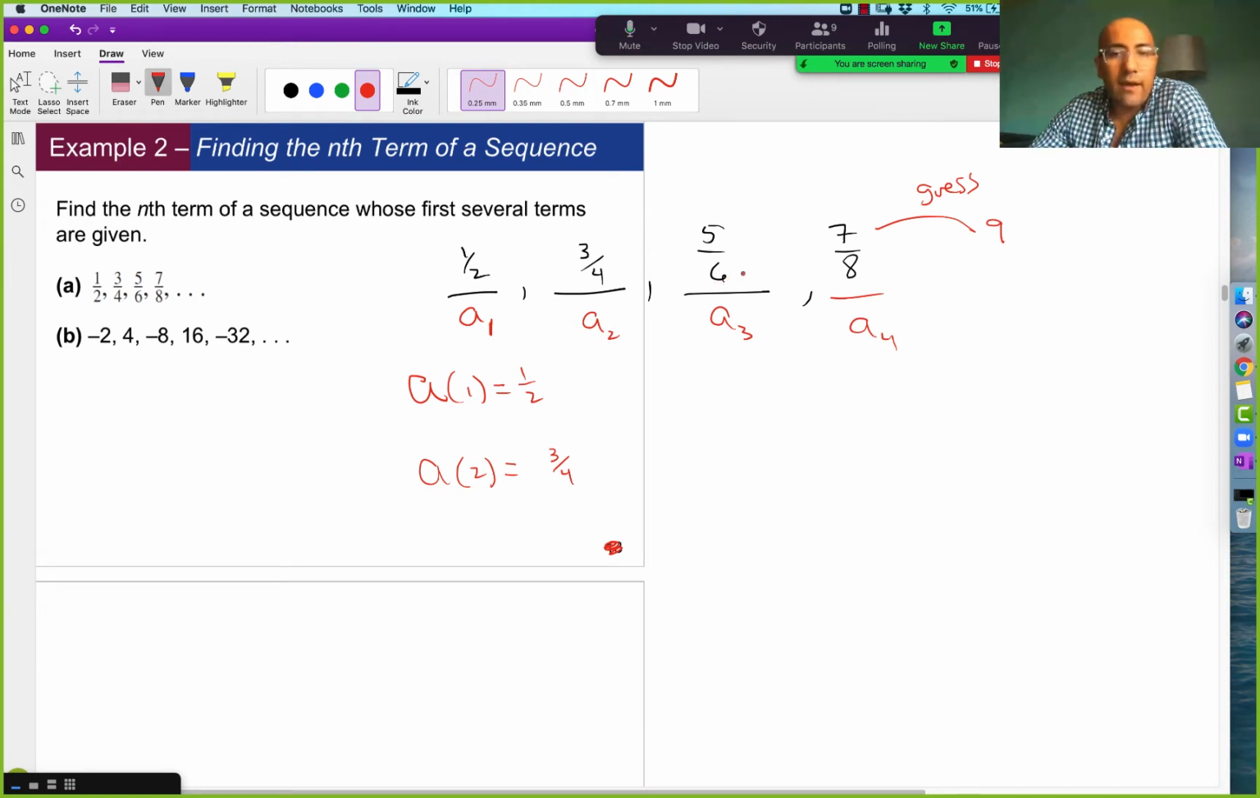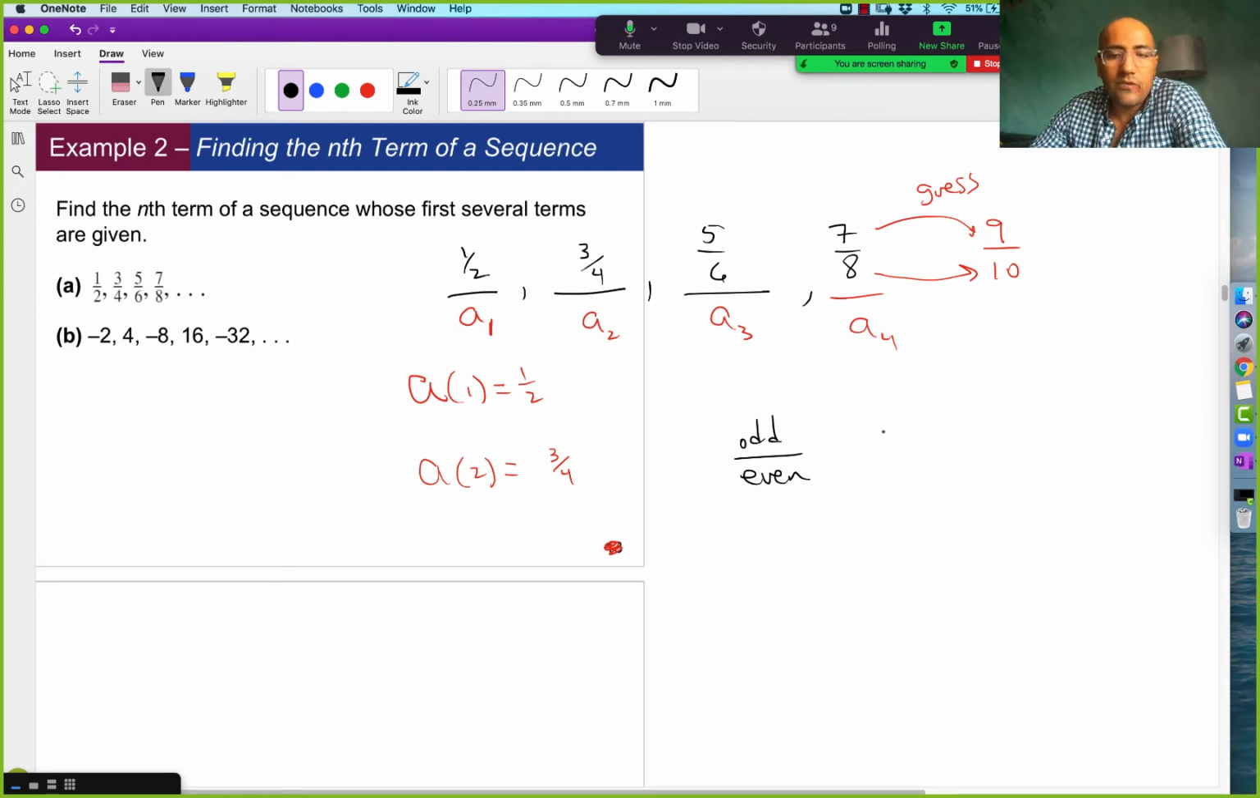They're not powers of 2 because 6 is not a power of 2. So we're just adding 2 every time. It's just all the even numbers. So my very best guess is that the next one is going to be 9 out of 10. By breaking these down, it seems to me that it's going to be the odd numbers divided by even numbers.